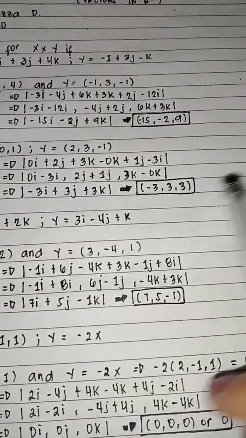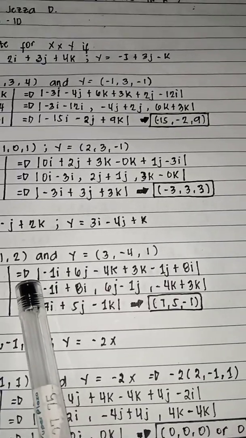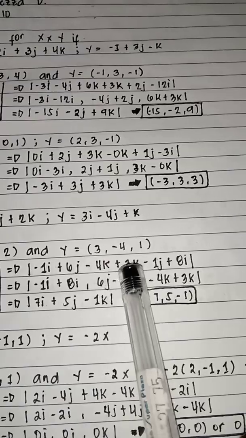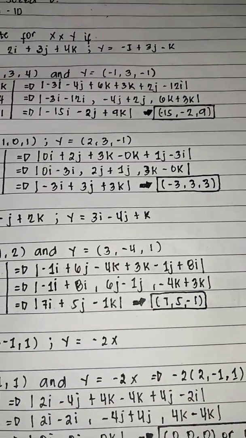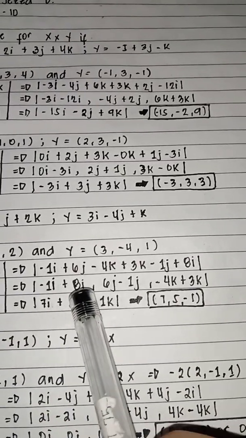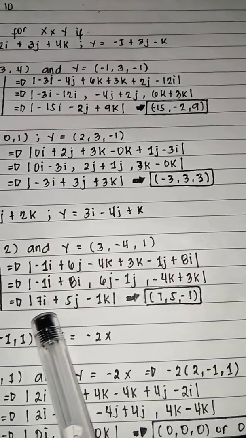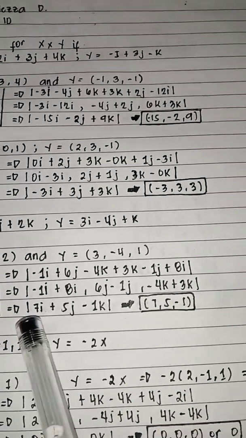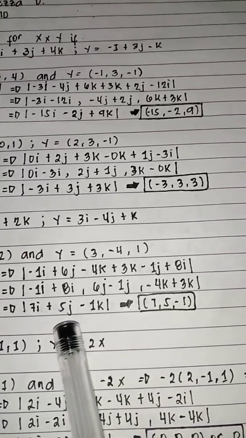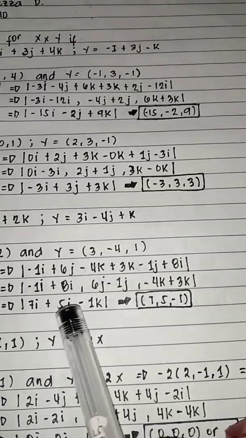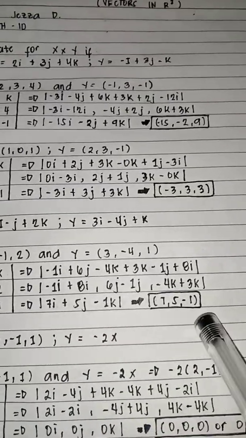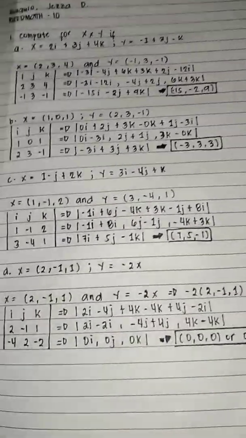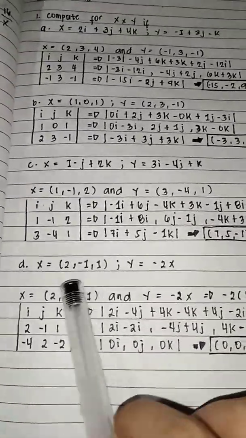So next thing to do is to combine like terms. So negative 1i plus 8i, 6j minus 1j, negative 4k plus 3k. So negative 1i plus 8i is equals to 7i. 6j minus 1j is equals to 5j. Negative 4k plus 3k is equals to negative 1k. So our final answer for letter C is 7, 5, negative 1. So let's proceed to letter D.